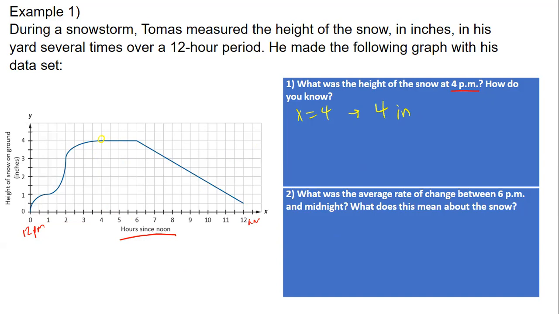Now, this is important to be able to do because when you're finding the average rate of change, you have to be identifying specific points on the graph, correct? So it says here, what is the average rate of change between 6 p.m. and midnight? When we talk about average rate of change, you're focused on your beginning and your end, right? So for this function, we need to find f of 6, 6 hours after noon, and then find f of 12, 12 hours after noon.